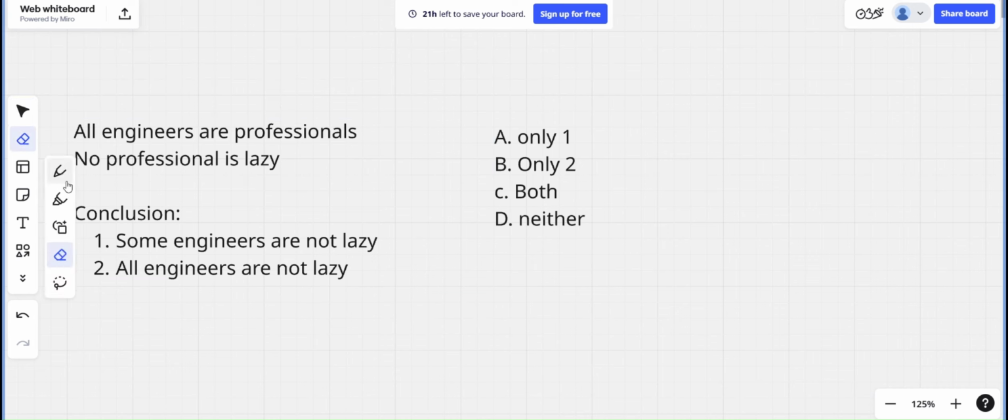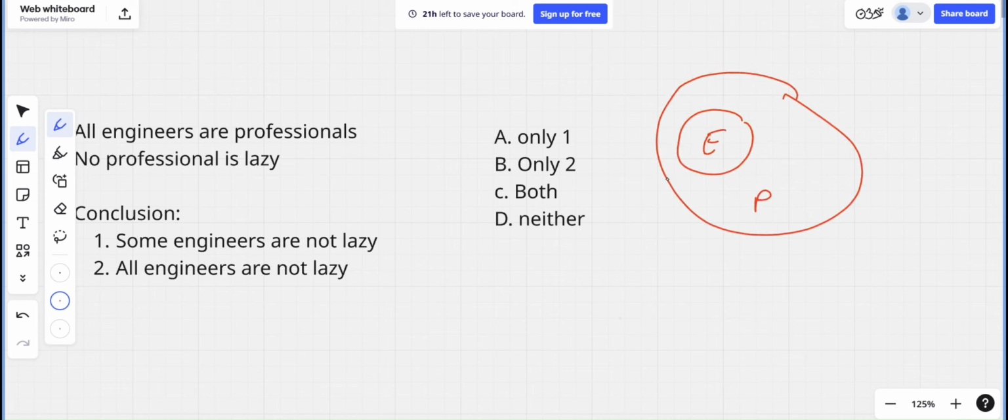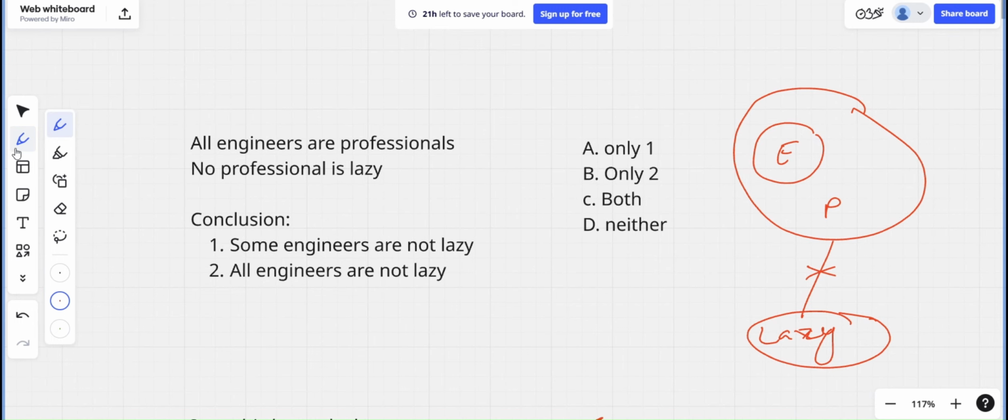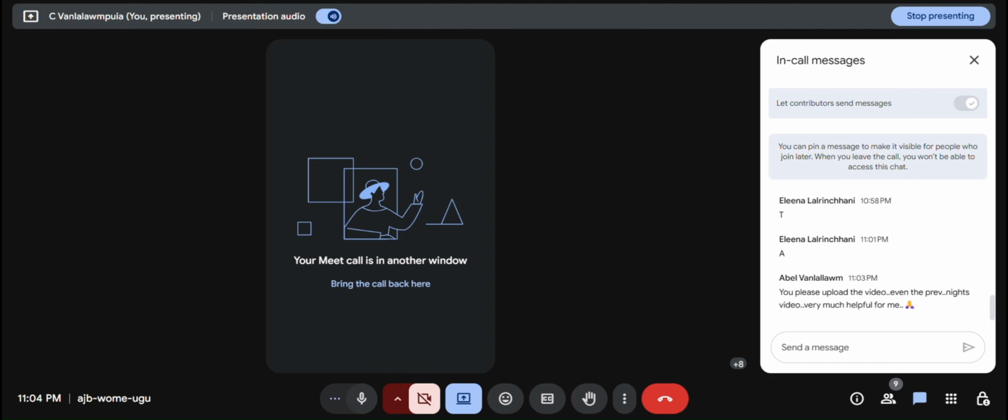All engineers are professionals. And no professional is lazy. I told you if it says no, you have to quarantine or ostracize them like this. So just give a conclusion. Some engineers are not lazy. Can that be right or not?